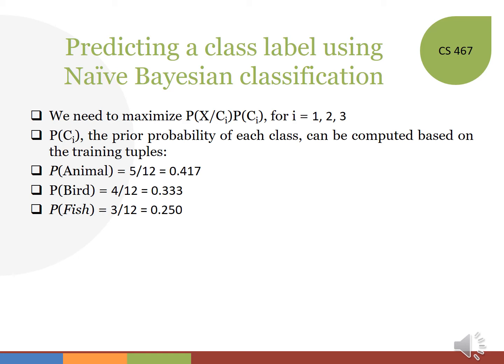So from the training examples, we can see that the probability of animal is equal to 5 by 12. That is, out of the 12 training examples, 5 have the class label animal. Therefore, P of animal is 5 by 12. Similarly, P of bird is equal to 4 by 12 and P of fish is equal to 3 by 12.